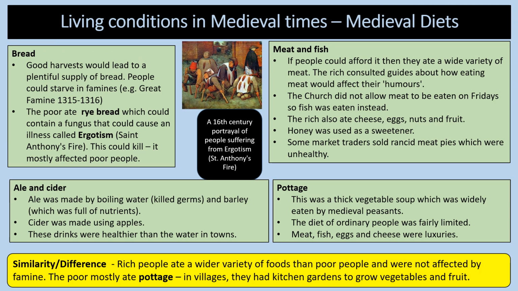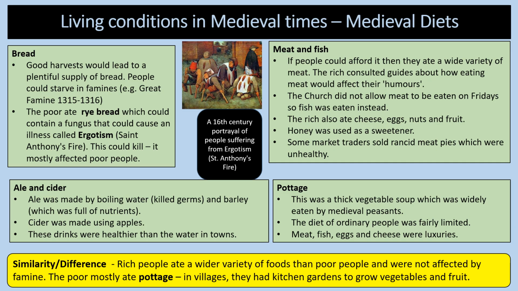Okay, in terms of medieval diet, bread was really important. A good harvest would lead to a plentiful supply of bread, but people could starve in famines. So the Great Famine of 1315, 1316, 10% of the population died. The poor ate a bread called rye bread, which sometimes contained a fungus that could cause a really horrible illness called ergotism, which was known as St. Anthony's fire. This could kill, and it mostly affected poor people, and people believed this was caused by God rather than really being able to link it with rye bread.